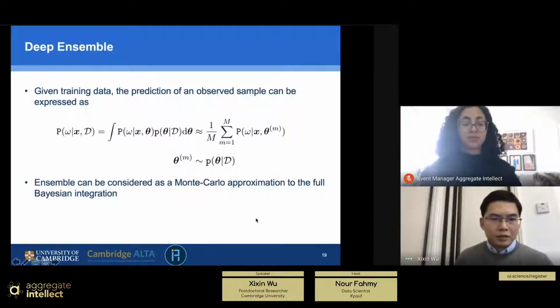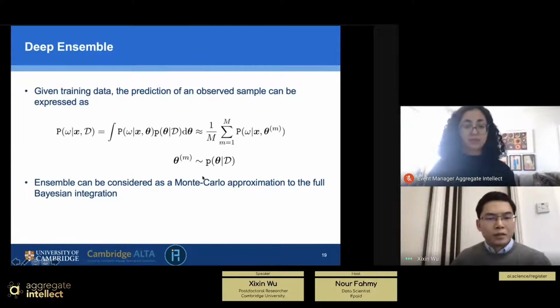So let's now talk about deep ensembles. Given the training data, the prediction of the observed samples can be expressed in a Bayesian way by integrating over all of the parameter space. But this is intractable. Basically, if we have several models, from 1 to capital M, and we average them together, we can consider this as a sample from the prior of the model.